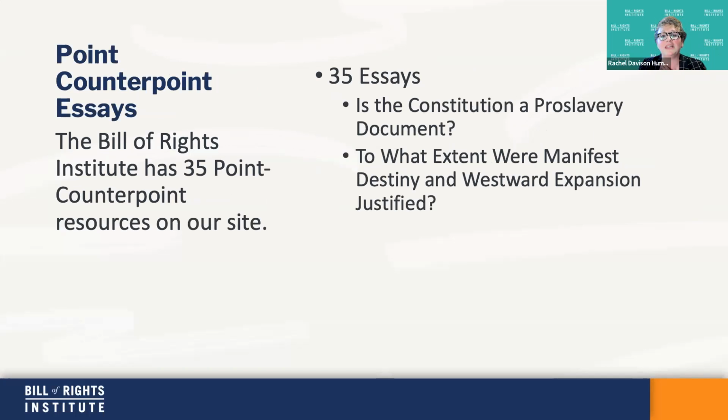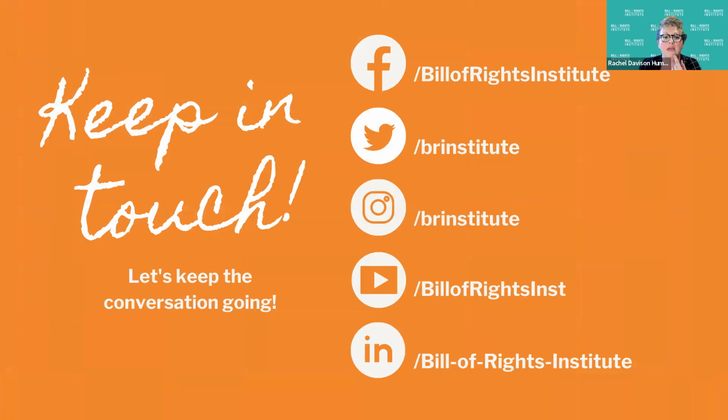We also created 35 point-counterpoint essays. So if you remember in the 90s, there were these little volumes that somehow disappeared. I loved them, but we recreated something similar. We have 35 different essays with 2 scholars, each writing one perspective on an issue. So things like, is the Constitution a pro-slavery document? To what extent were manifest destiny and westward expansion justified? We have 35 of these different essays.